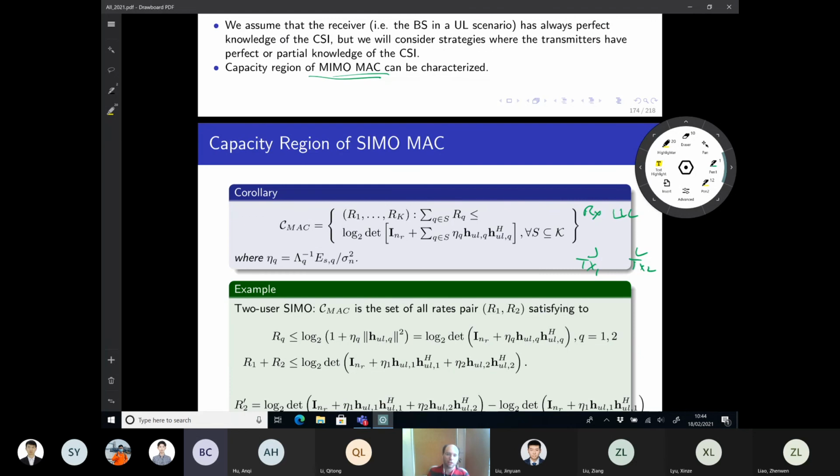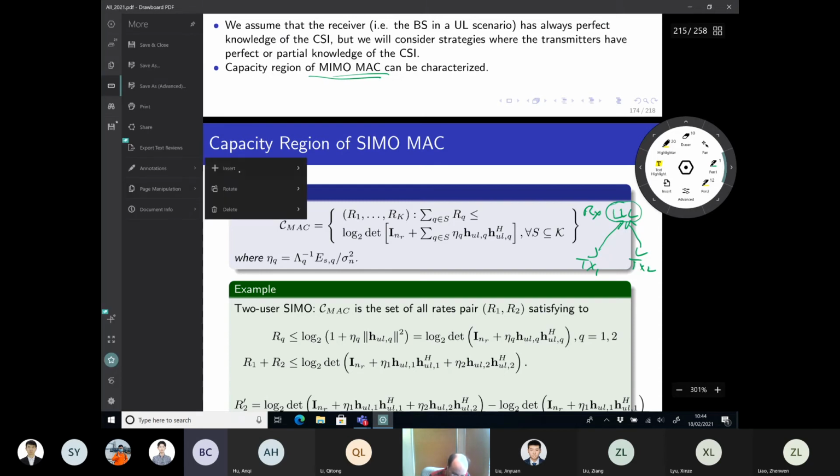So why I want to show you that, because I want to show you the relationship with what we did for the point-to-point MIMO. If you look at this, you have two transmit antennas that transmit two independent streams, and these are received by a receiver with multiple receive antennas, right?